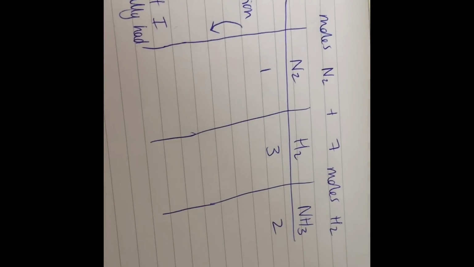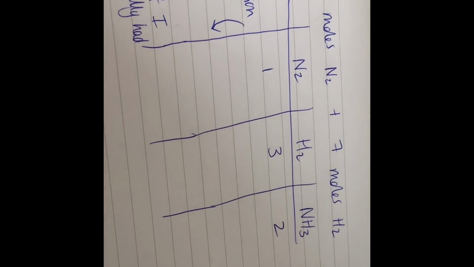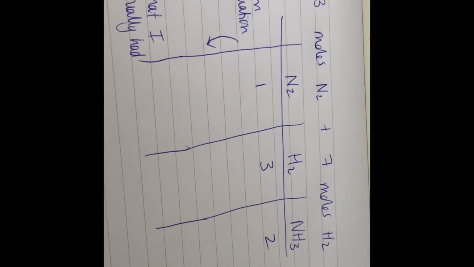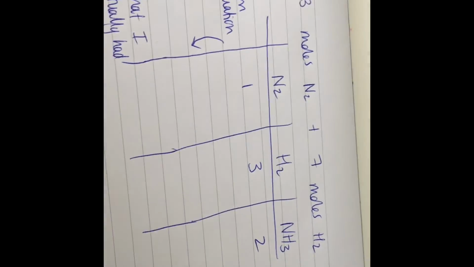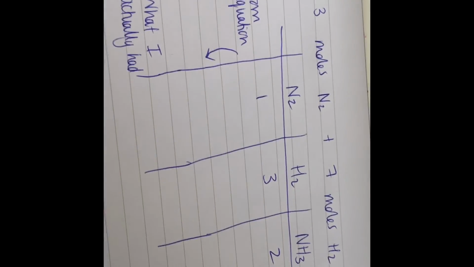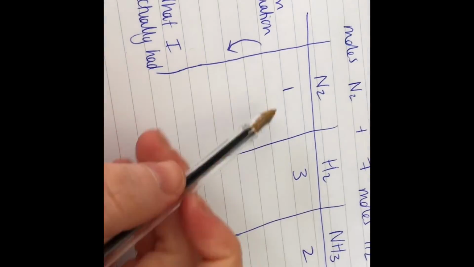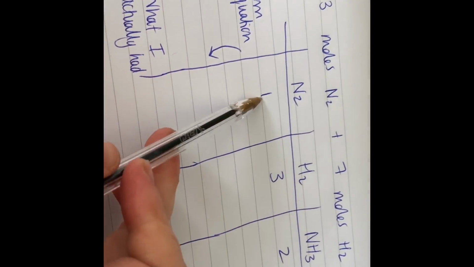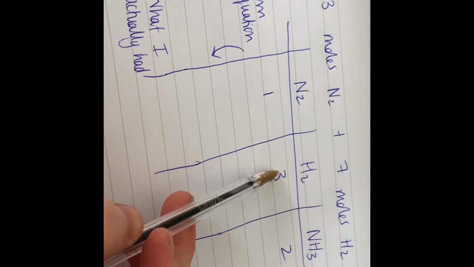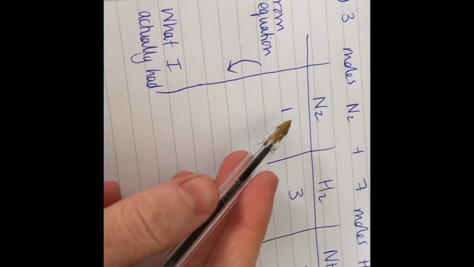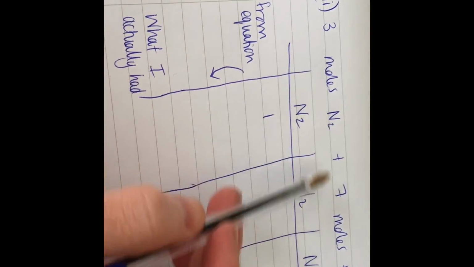In question part 2, it says there 3 moles of nitrogen reacted with 7 moles of hydrogen. So that means in my container I had that many moles of stuff. So which one did I have more than I needed and which one did I have less than I needed? This is our balanced equation. 1 mole of nitrogen reacts with 3 moles of hydrogen to make 2 moles of ammonia.